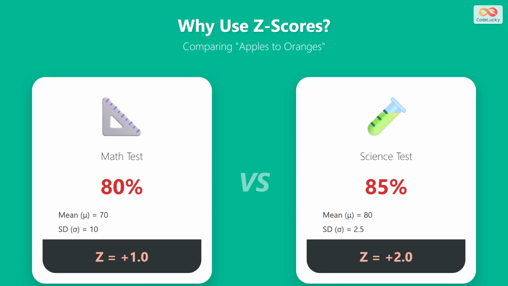Why do we go through this trouble? Because z-scores allow us to compare apples to oranges. Suppose you got 80% on a math test and 85% on a science test. Which one is actually better? You can't just compare the percentages if the tests had different difficulty levels.